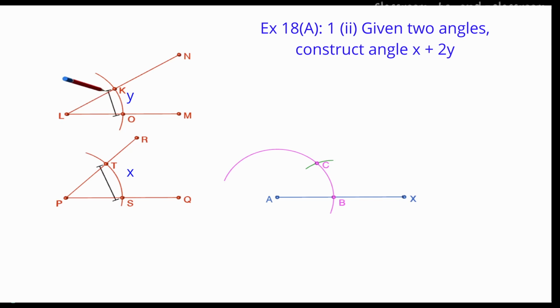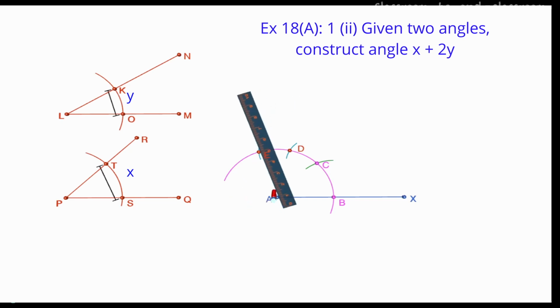OK as the radius, and we draw another arc taking C as the center. Suppose this point of intersection is point D. Then taking D as the center, we draw another arc and the radius is the same, that is equal to OK. So with this radius we draw another arc, and suppose this point of intersection is point E.